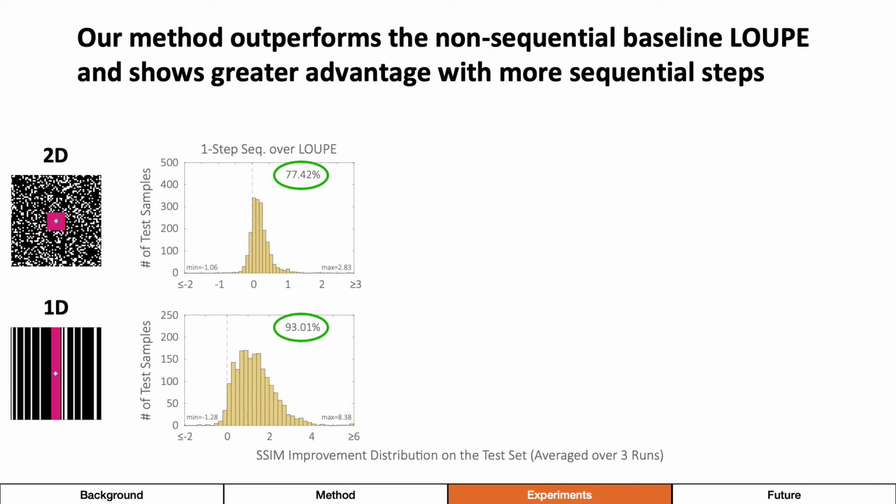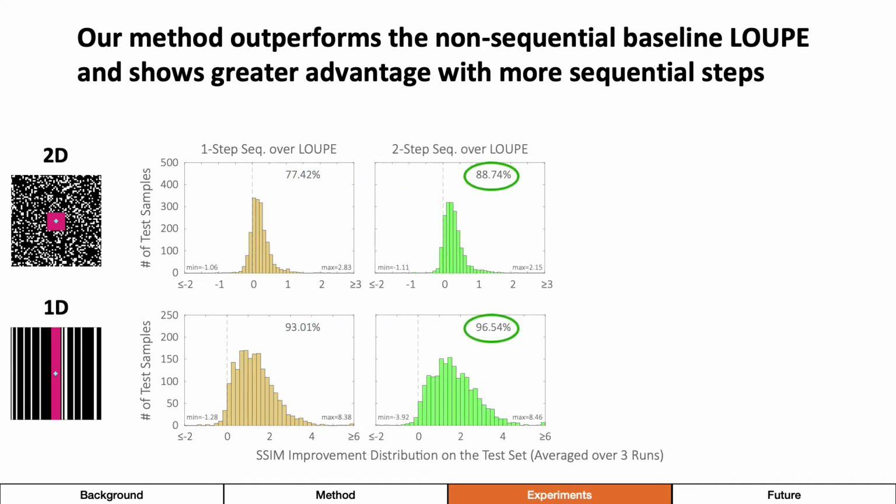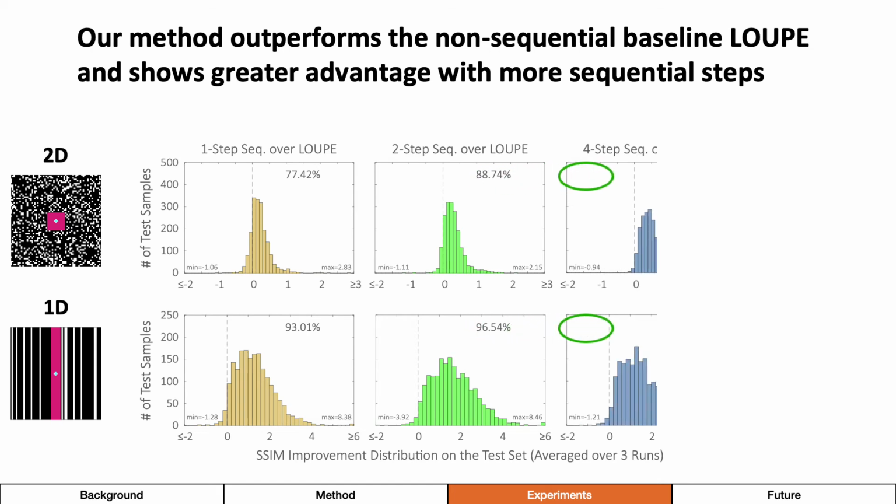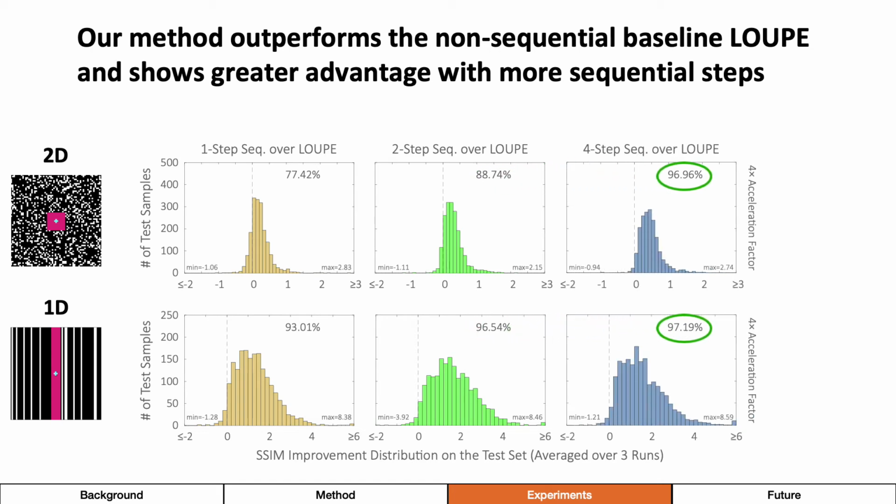The percentage of improved samples steadily increases as the model takes more sequential steps to perform sampling, reaching around 97% with 4 sequential steps. These results show the significant and consistent benefit of sequential sampling.